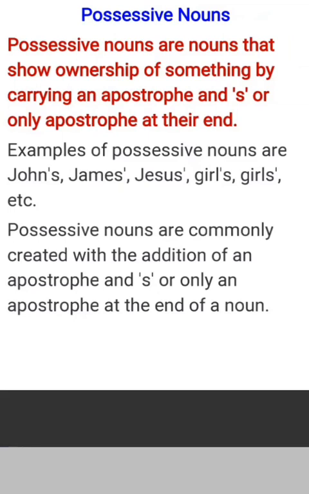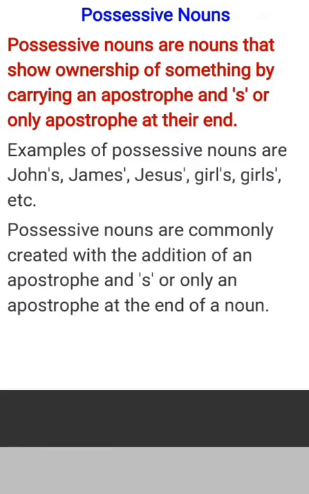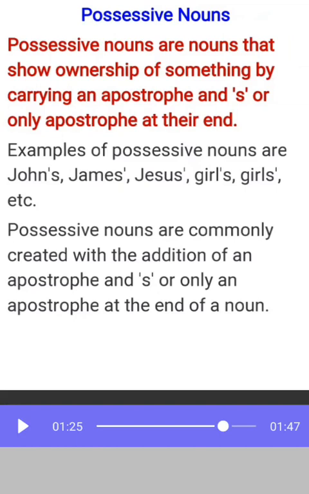And so possessive nouns are commonly created with the addition of an apostrophe and s, or only an apostrophe at the end of a noun. So the details of these will come up when we have the lesson as an independent topic in a future lesson series. And so that's that for that.